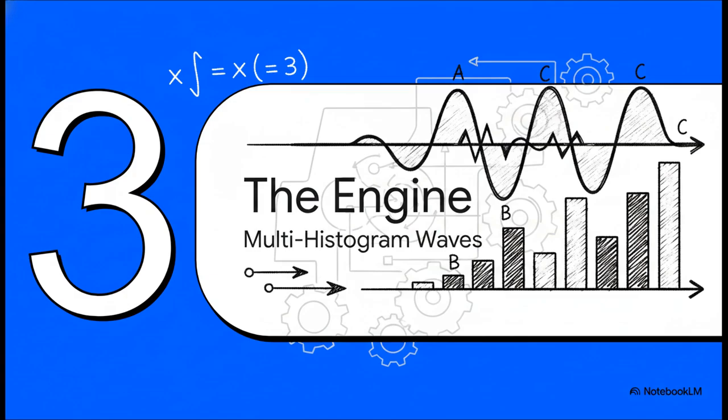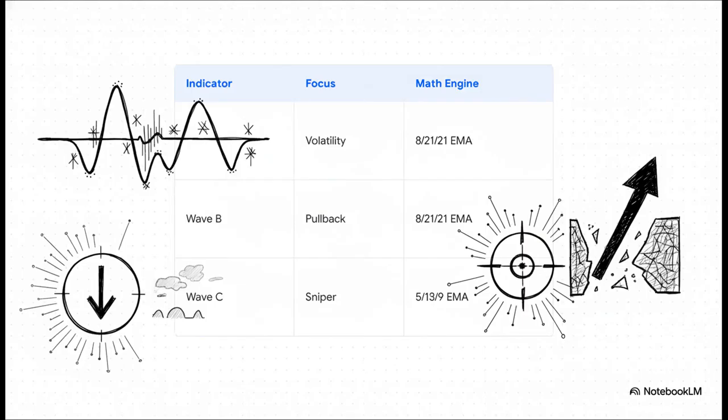All right, part 3, the engine, multi-histogram waves. We've seen the map, we've checked the gears, now let's meet the true mathematical core. This breakdown cleanly separates the distinct roles of our engine components. And they aren't just random indicators, right? They're a matrix. Wave A is your macro volatility tracker. It's hunting for market compression and squeezes. Wave B uses similar math, but acts as a profiler, basically interrogating pullbacks to ensure they're healthy and running low on volume.